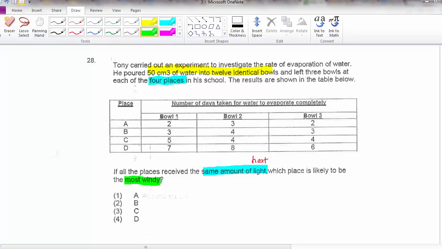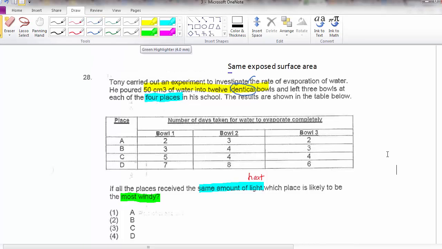Which one is the most windy? So we are looking at wind. Identical bowls. What does identical bowl mean? Identical bowl means same exposed surface area. This is something you have to infer. So I'm asking which of the following will be most windy. If it's most windy, it means the rate of evaporation will occur fastest. So that means my bowl will evaporate the fastest. High rate of evaporation means I will evaporate the fastest.